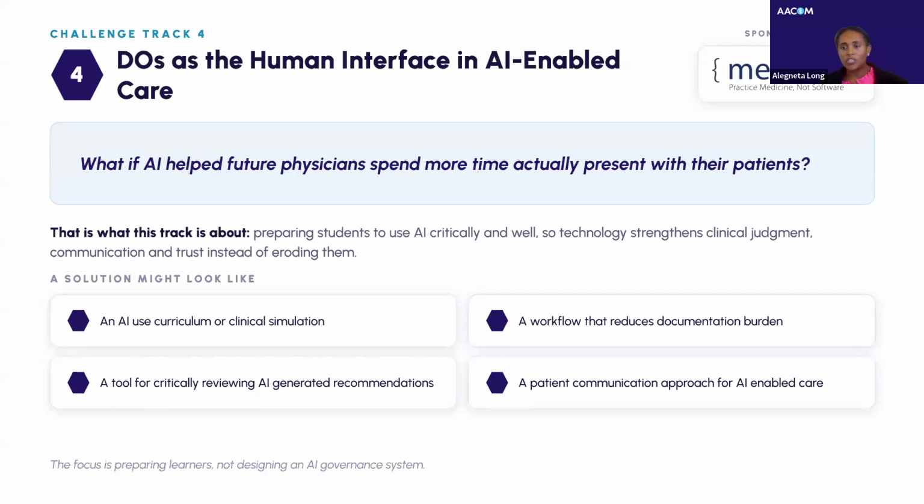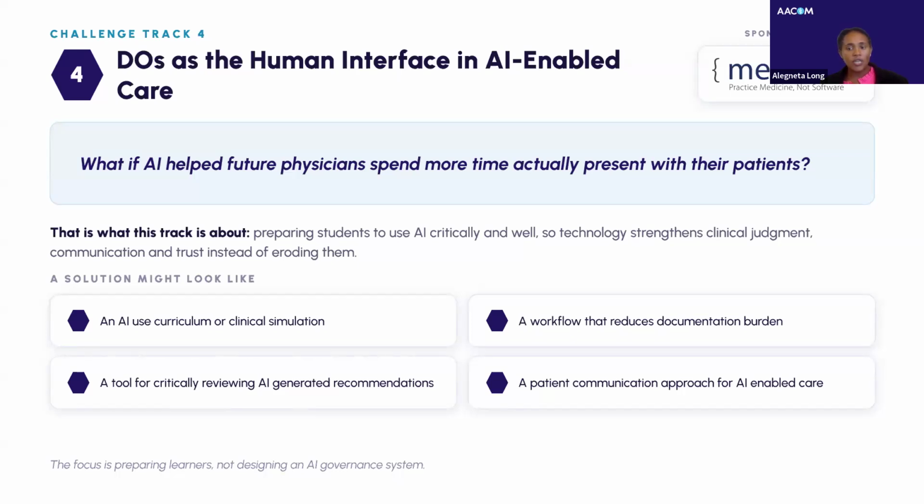Track 4 is about DOs as the human interface in AI-enabled care and is sponsored by Metrics. The question here is, what if AI helped future physicians spend more time actually being present with their patients? So this is about preparing students to use AI critically and doing it well, so that technology is strengthening clinical judgment, strengthening communication and trust with patients, instead of eroding them.